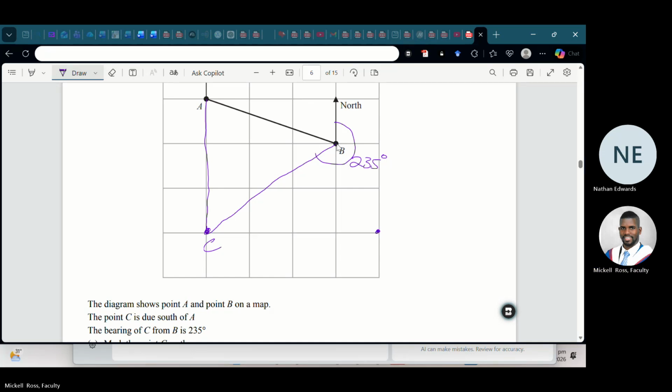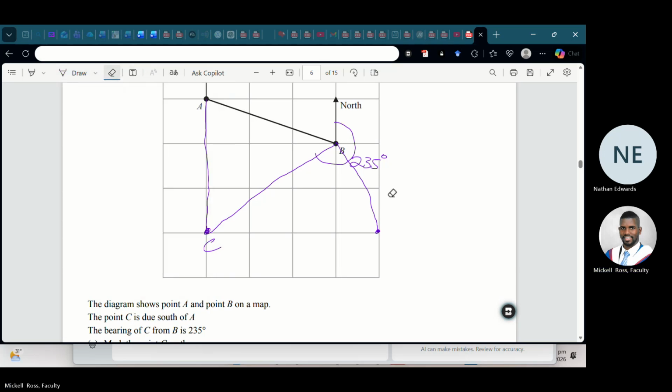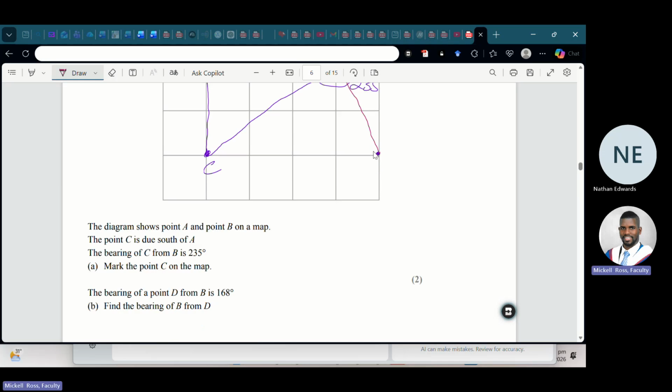So if it is 168, then this bearing is going to be 168. So somewhere down here, we have 168. It's not exactly 180, but 168. All right, so that's where B is.